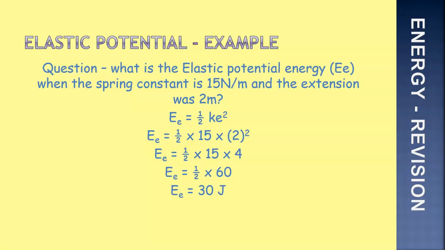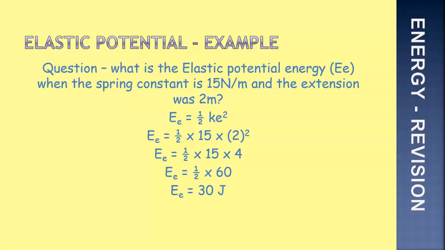The spring constant is how much the spring is going to stretch when it's given any sort of mass on the end of it, and the extension is how much that spring extends, not the total length of the spring, how much it extends. So we place those into our equation. Half times 15 times 2 squared.